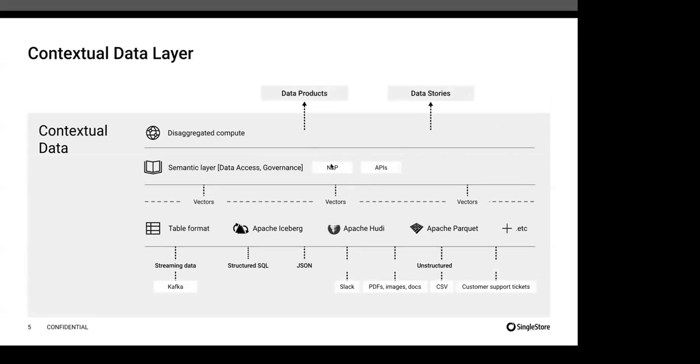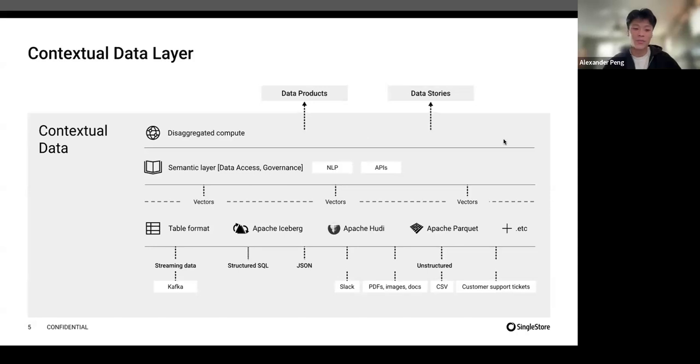Just zooming into this contextual data layer. What does the contextual data layer actually look like under the hood? Well, really what this means is SingleStore is taking as an input all forms of the data that you're concerned with: the streaming data, your structured data, JSON, and unstructured data, including images, audio, video. That's all bundled together with your compute, allows you to govern the data all in one single plane. And then as an output, obviously you get your data products, your data stories.